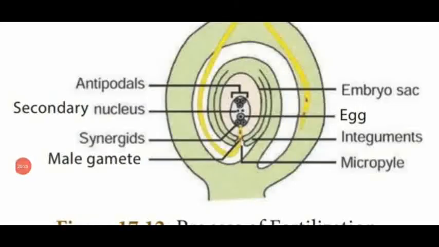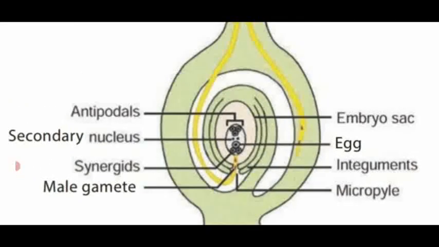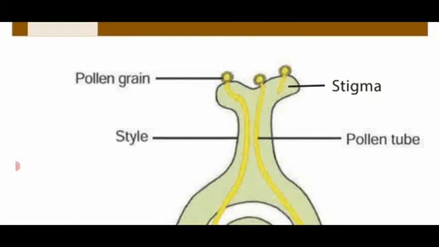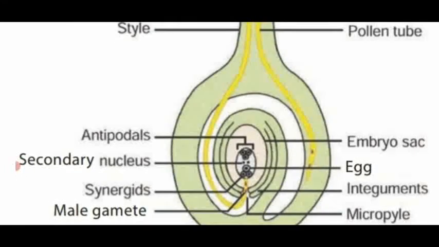Dear students, see the diagram. On the inner side of the ovary, they have the ovule. The ovule contains two regions, the micropylar region and the chalaza region. It is surrounded by two integuments, that means protective layers, which leave a minute opening called the micropyle. Through the micropyle only, the pollen grains germinate with the pollen tube and reach the embryo sac, in the nucellus region of the ovule.